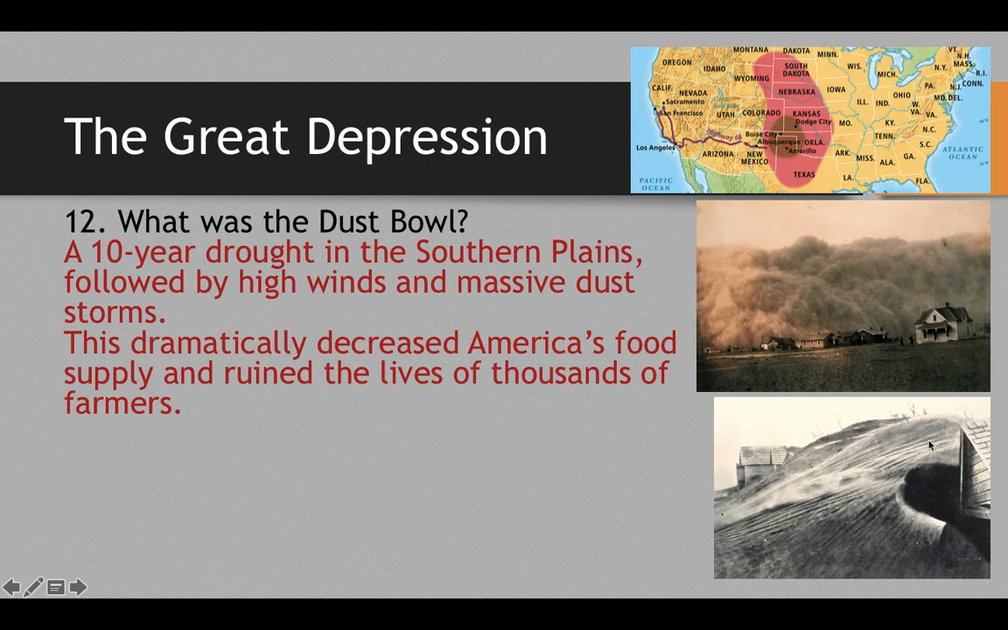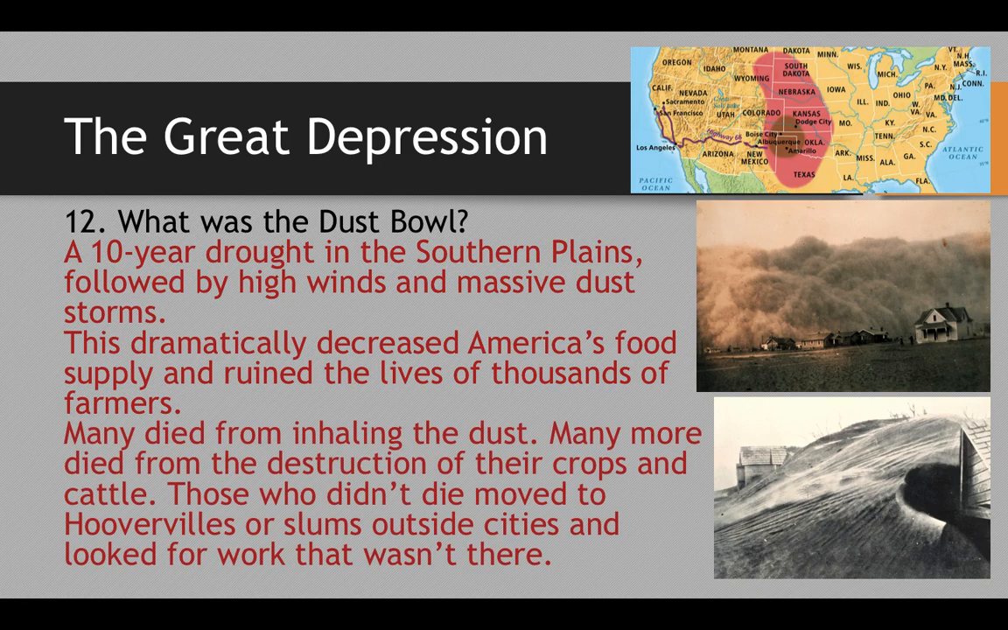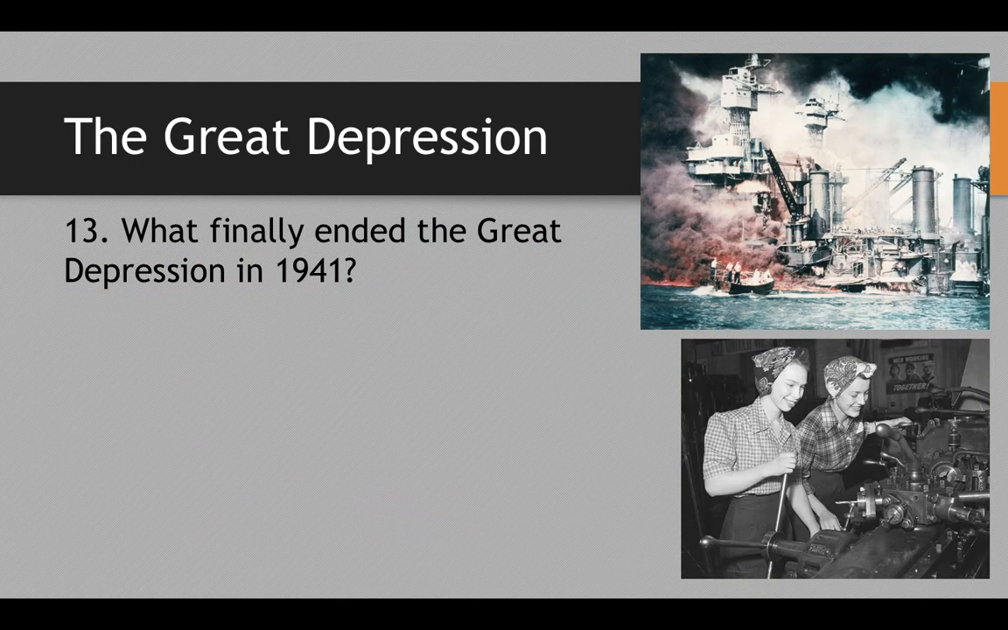You see this house is completely buried under a mound of dust. It's like a sand dune in the desert. That's how bad these dust storms were and how loose the dirt was because of no rain. A lot of people died from inhaling the dust, and a lot more died because of the destruction of their crops and the destruction of their cattle, who couldn't breathe either. And those who didn't die had to move into Hoovervilles or slums outside of cities, and they would just look for work that really wasn't there.